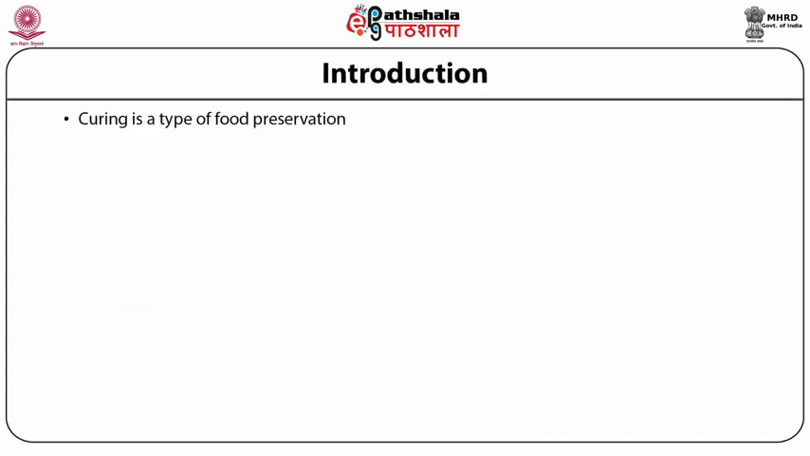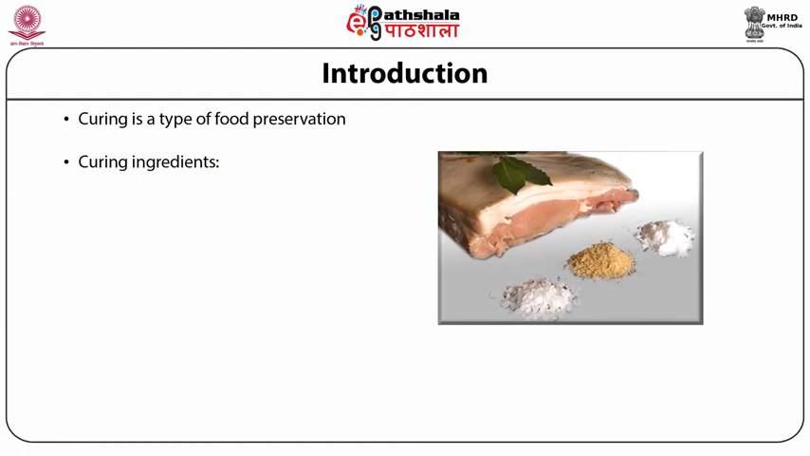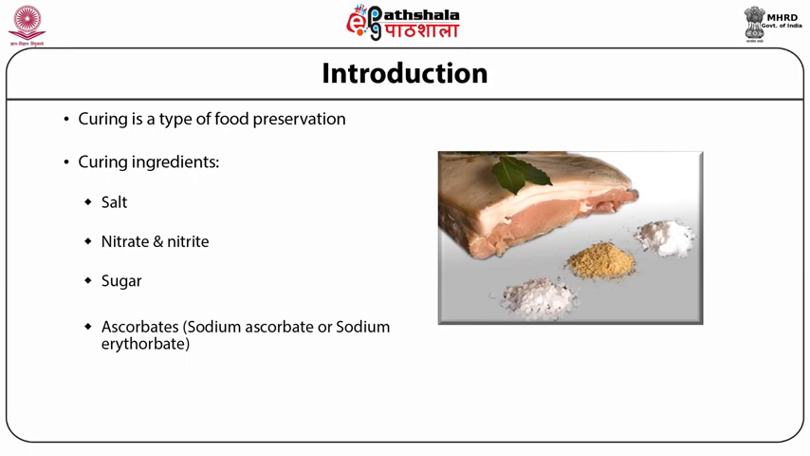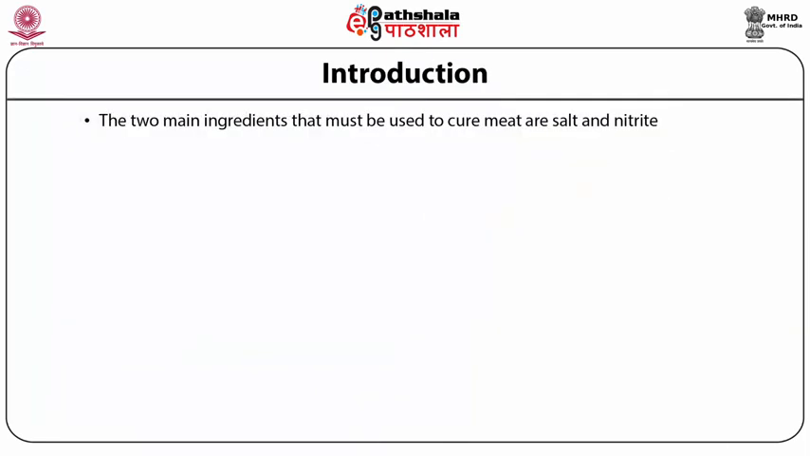Curing is a type of food preservation and its ingredients are salt, nitrate and nitrite, sugar, and ascorbates like sodium ascorbate or sodium erythorbate. Two main ingredients that must be used to cure meat are salt and nitrite. However, other substances can be added to accelerate curing, stabilize color, modify flavor, and reduce shrinkage during processing.